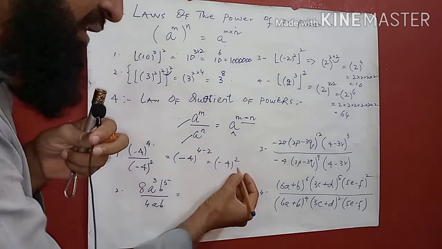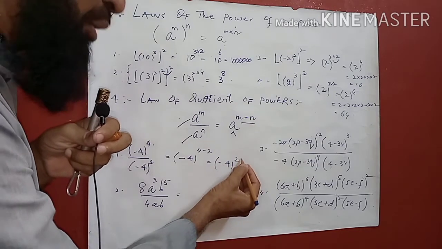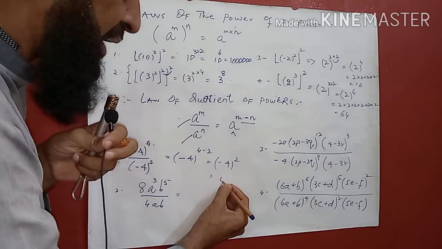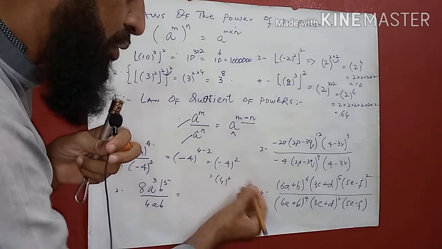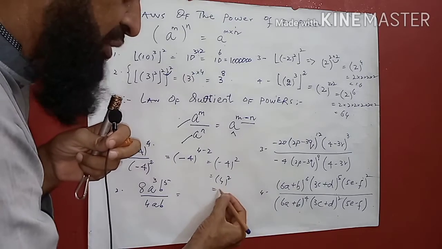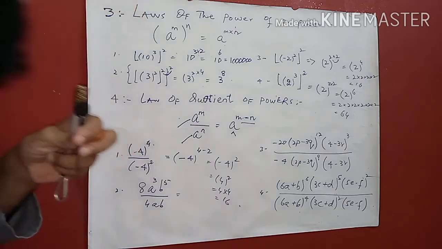As we know, if a negative term contains an even exponent, so minus 4 raised to power 2 means 4 raised to power 2. If we want to expand this, 4 fours are 16. That is the answer.